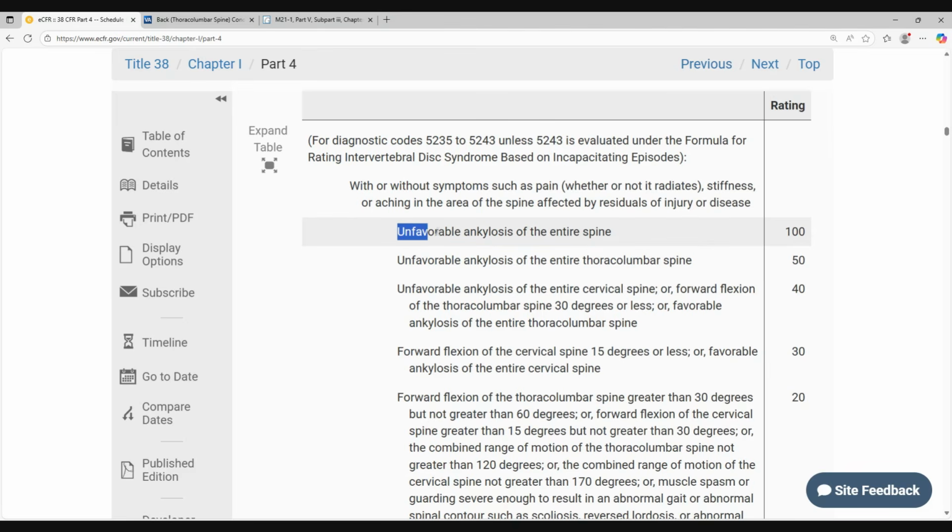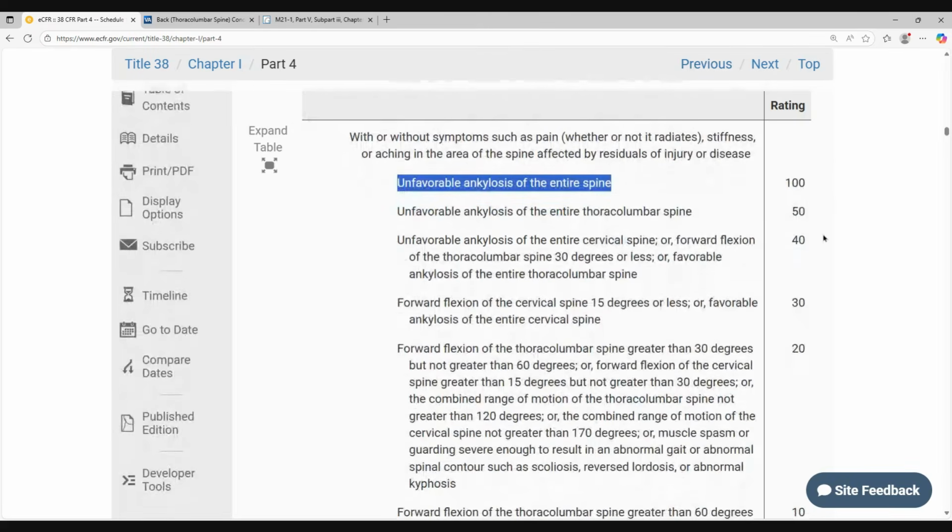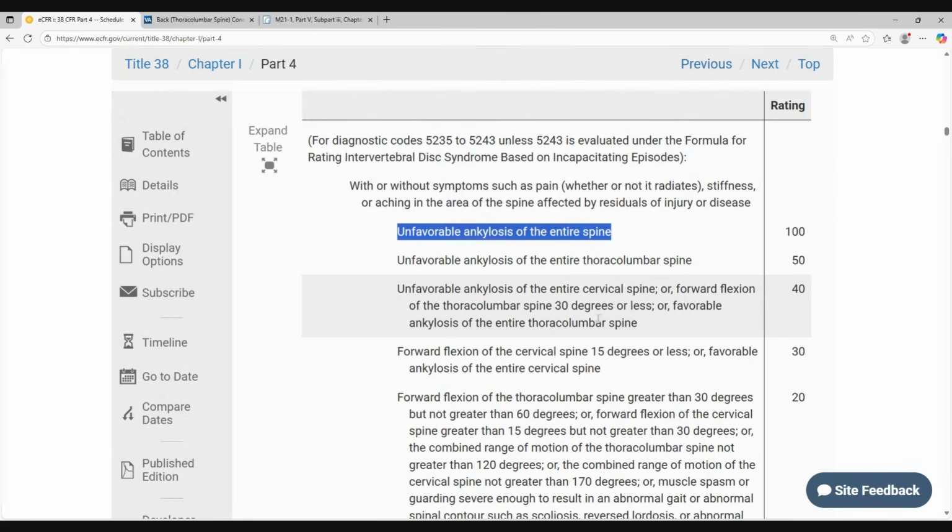And then this one could be of the neck and the back, where you have unfavorable ankylosis of the entire spine. However, the neck and the back would be rated together at 100%. But if you had two separate conditions, favorable ankylosis or even unfavorable ankylosis of the cervical spine and the thoracolumbar spine, they could be rated separately. So, I mean, honestly, you can get 100% for this, but it's not ideal. This would be a horrible circumstance. It would probably be easier to get 100% different ways. I mean, not that anybody's seeking that out.